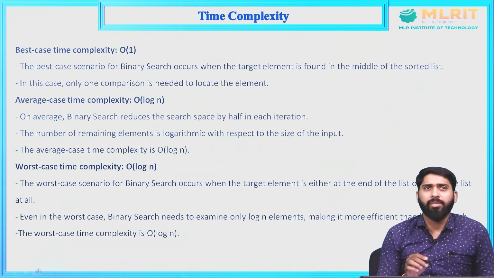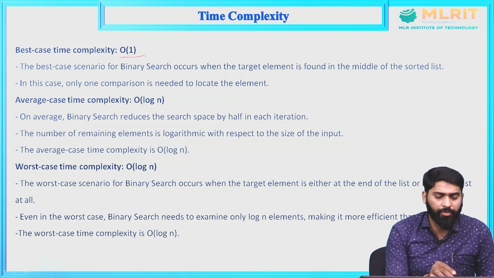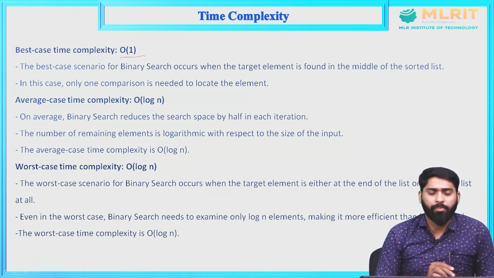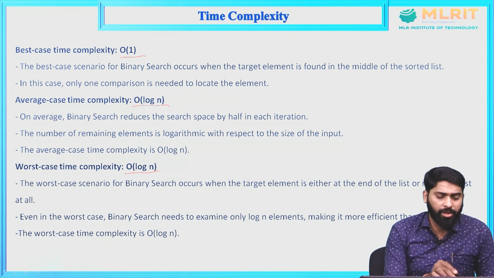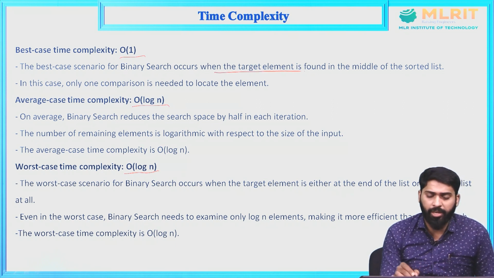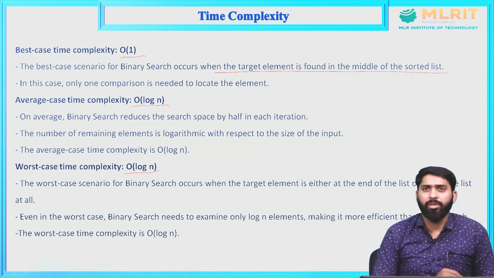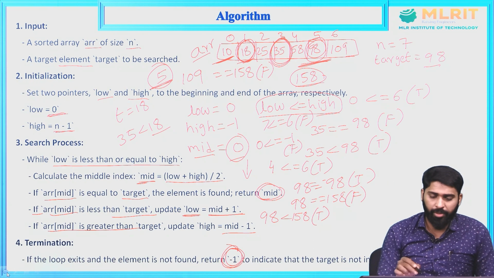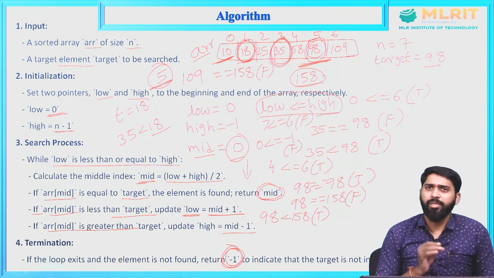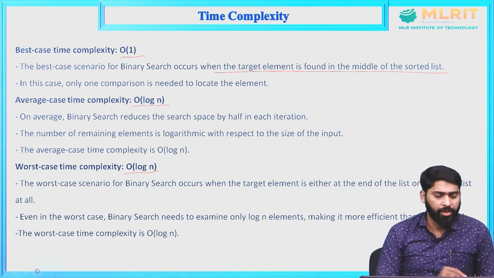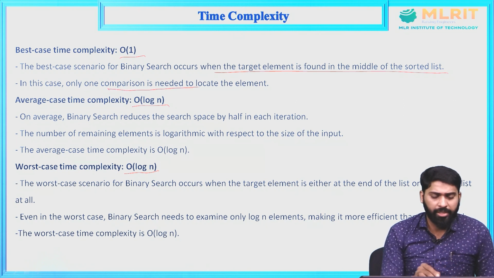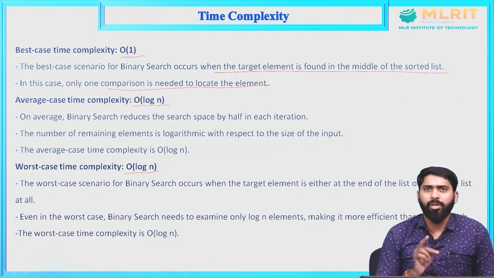Okay. So the best case time complexity is big O of 1. The average case time complexity is big O of log n. Worst case time complexity is big O of log n. Now the best case scenario for binary search occurs when the target element is found in the middle of the sorted list. In this case, middle of the sorted list is 35. If the target element is 35, then that is the best case. So the time complexity is big O of 1. In this case, only one comparison is needed to locate the element.